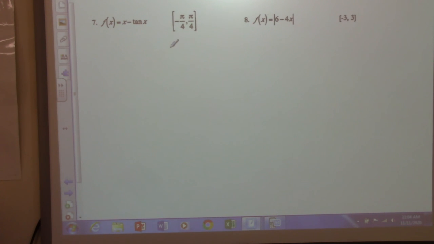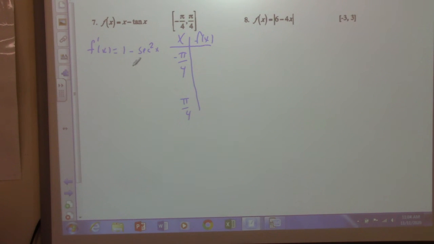Okay, we have our endpoints, so we're going to do a candidate test here. We have x and f of x, and what are the candidates here? Negative pi over 4 and pi over 4, right? And then we're going to need to find the critical number. So what is f prime of x? It's going to be 1 minus secant squared x. That's going to be the derivative.